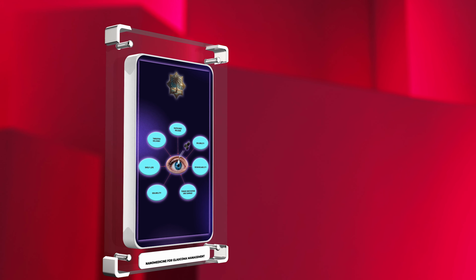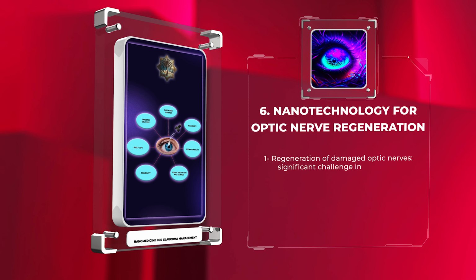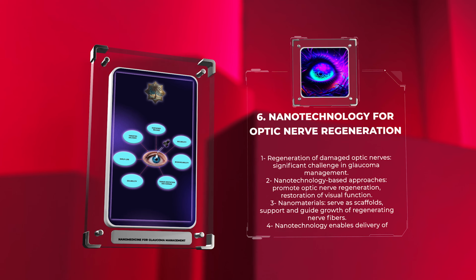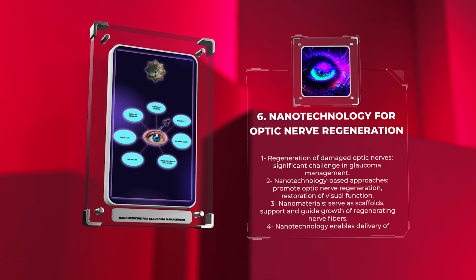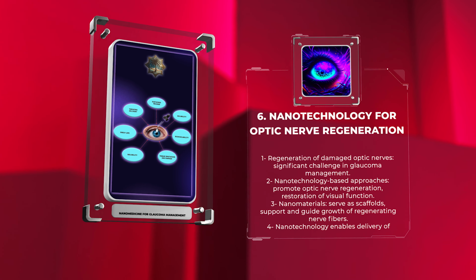The regeneration of damaged optic nerves presents a significant challenge in glaucoma management. Nanotechnology-based approaches offer new avenues for promoting optic nerve regeneration and restoration of visual function. Nanomaterials, such as nanofibers and nanospheres, can serve as scaffolds for supporting and guiding the growth of regenerating nerve fibers. These scaffolds can be engineered to release growth factors and provide structural support, promoting axonal regeneration. Nanotechnology also enables the delivery of stem cells or progenitor cells directly to the site of optic nerve injury, enhancing tissue repair and functional recovery.